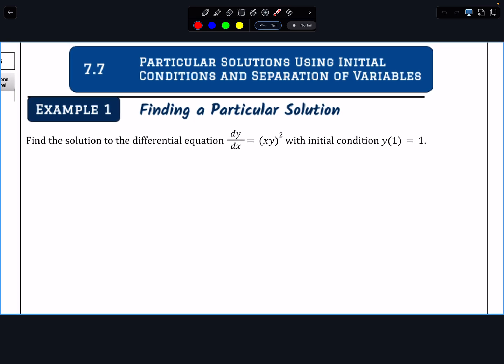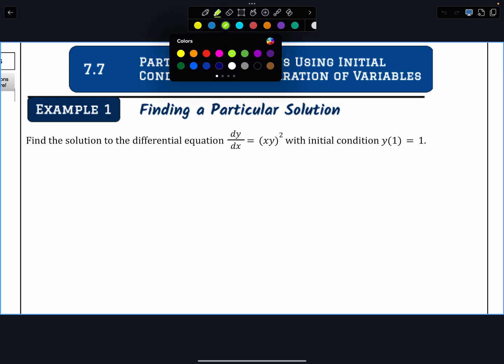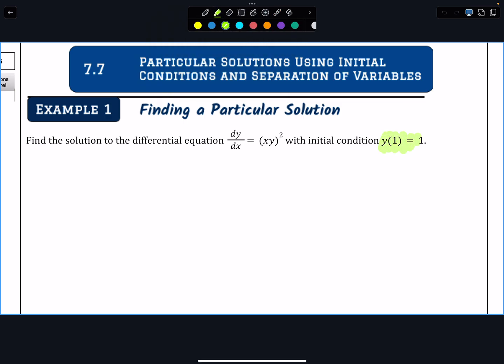Okay, the only difference between what you guys learned on Friday and what you're going to learn today is that now you are going to be given the initial condition. So we've kind of already done this, but these problems are a little bit harder than what you guys have done yet.